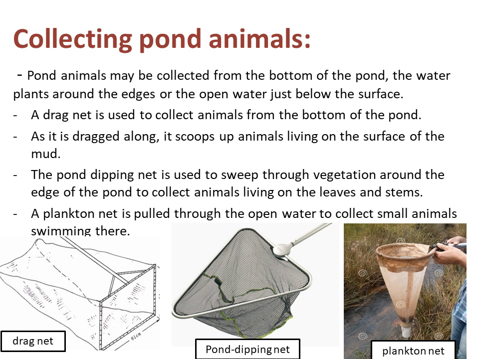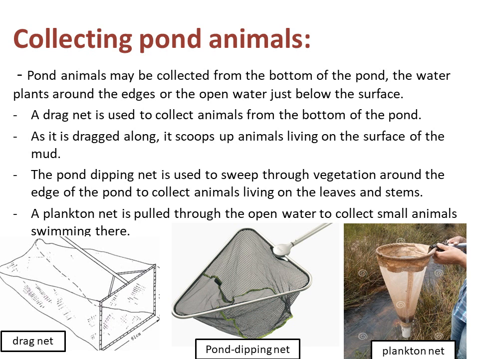From the pond. Pond animals may be collected from the bottom of the pond, the water plants around the edges, or the open water just below the surface. Maybe from the bottom, maybe the water plants around the edges, or the open water just below the surface, right?